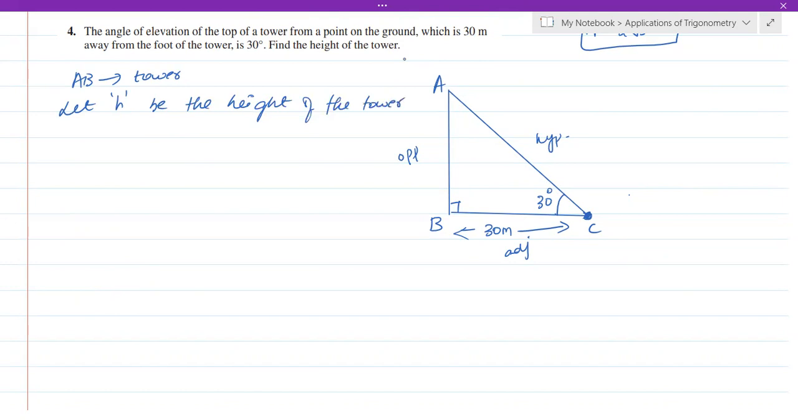As you can see, they have given us the adjacent side. The value of the adjacent side is 30 meter. What we have to find is the AB, that is opposite side. So opposite side is required and adjacent is given. So we are going to make use of tan.